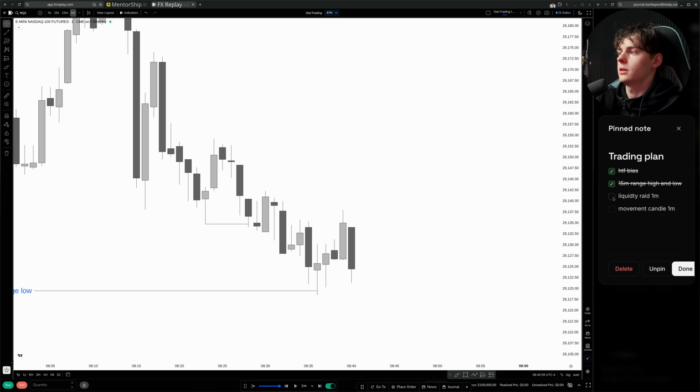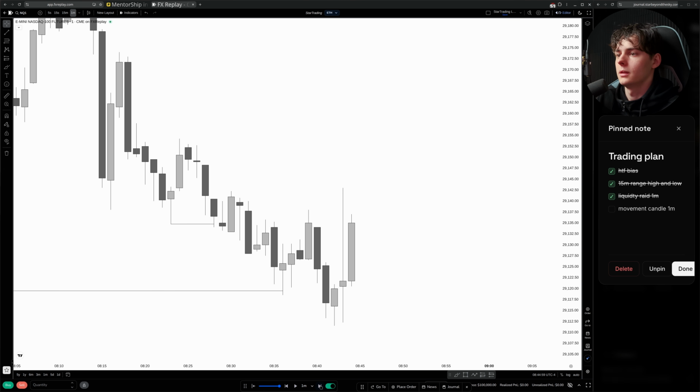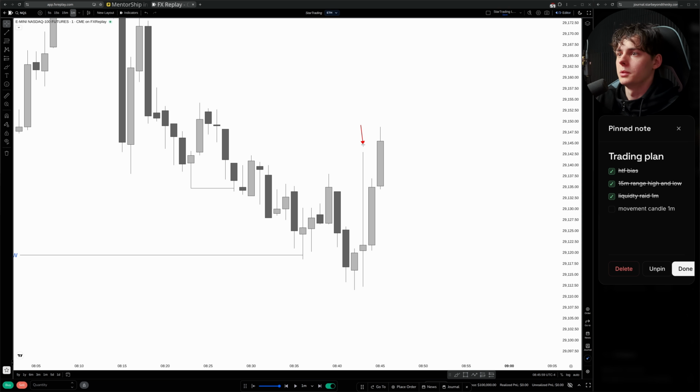Let's put it this way. Now I'm going to be checking the 1 minute raid. Now we need a movement candle. So I want to see a candle that is strongly trading onto the upside, taking out this high, all of the previous ones basically. Let's see. That is not going to be a movement candle. Why? Because the wick is large. You want to see a candle like this one or like this one. These are going to be the candles which you like to see.